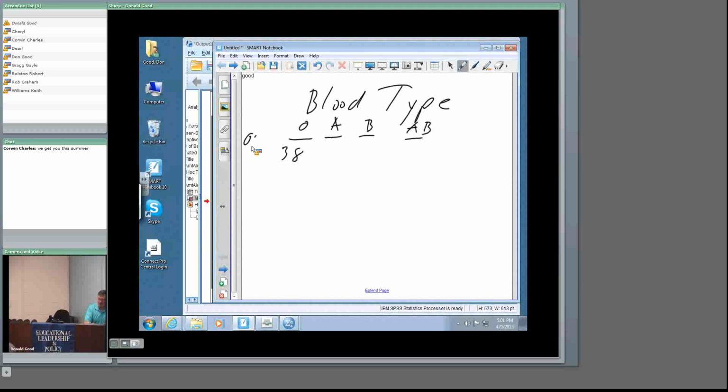38 of them are type A. 20 are type B. 4 are type AB. Now, these are observed values. What would I use for expected values?